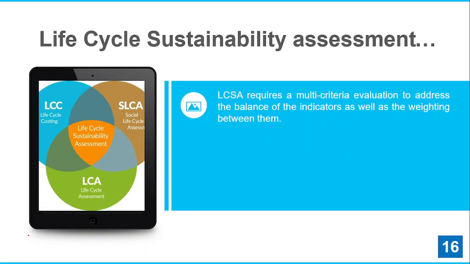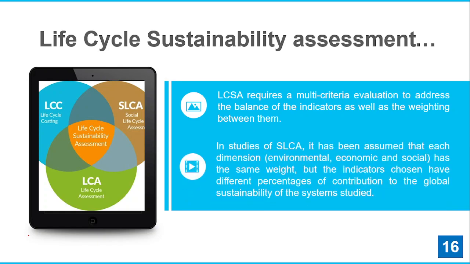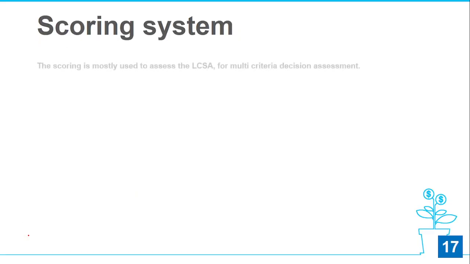Life cycle sustainability assessment requires a multi-criteria evaluation to address the balances of indicators as well as the weighting between them. In studies of S-LCA, it has been assumed that each dimension, environmental, economic, and social, has the same weight, but the indicators chosen have different percentages of contribution to the global sustainability of the system studied. So actually the sustainability assessment is multi-criteria based, and based on multi-criteria decision analysis, we choose the best option for a product or a process.